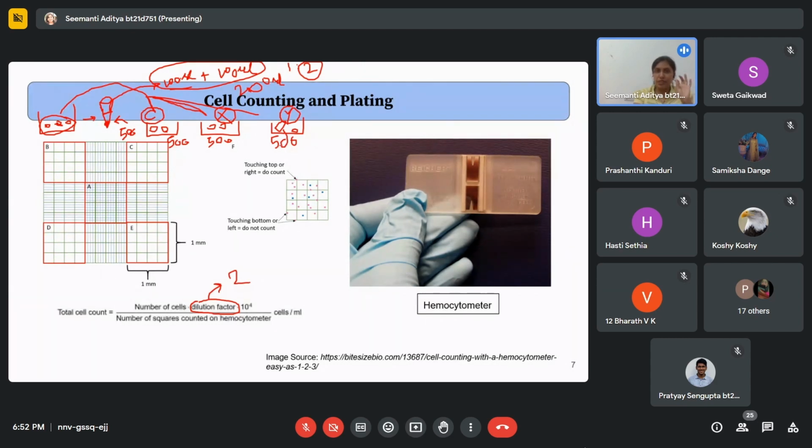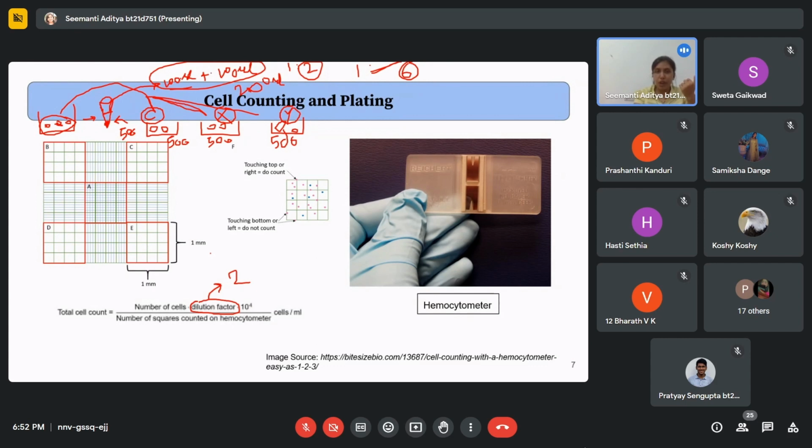So dilution means how much diluted you are making your cell suspension. If you are diluting it into a 1:2 ratio, then the dilution factor becomes 2. If you are diluting into a 1:6 ratio, then the dilution factor becomes 6. So the dilution factor is just the reverse of dilution. Dilution means 1:2 dilution, 1:3 dilution, 1:4 dilution, but the factor is just the opposite.